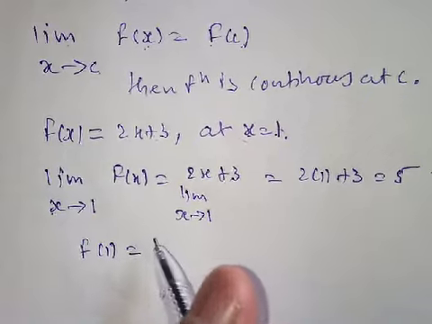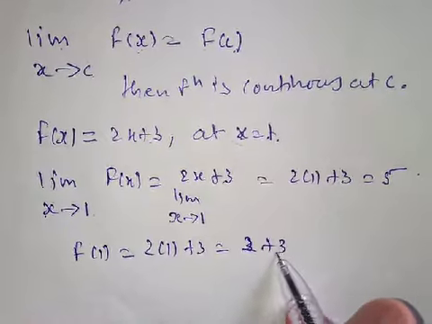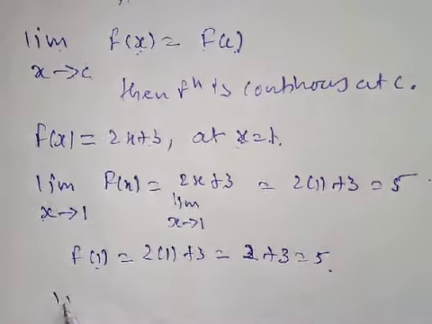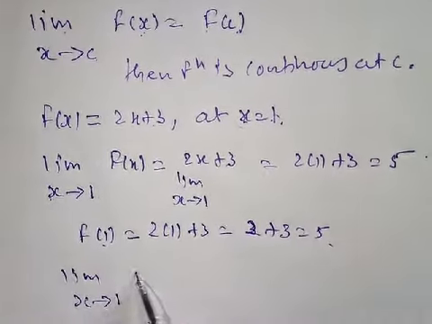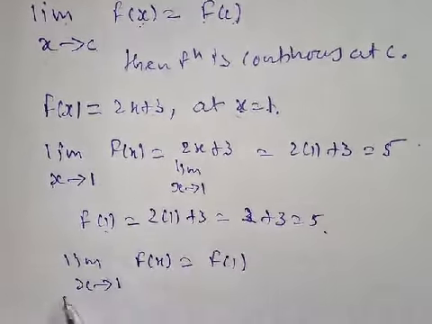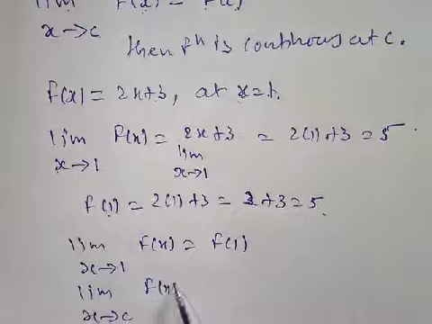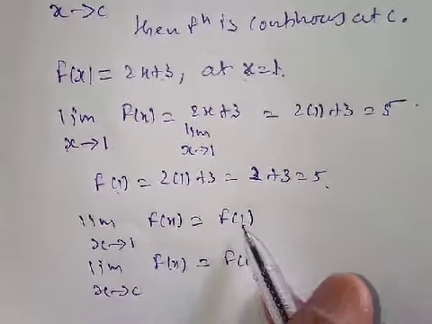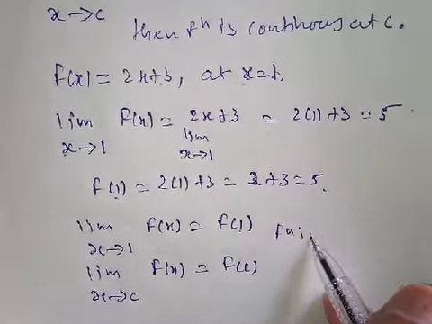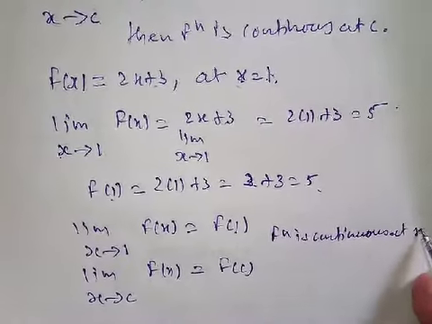So what is the function? 2 into 1 plus 3 is equal to 2 plus 3, which is equal to 5. This is f of c. So the limit as x tends to 1 of f of x is equal to f of 1. What it implies is that the limit as x tends to c of f of x is equal to f of c, because 1 is constant, and therefore the function is continuous at x is equal to 1.